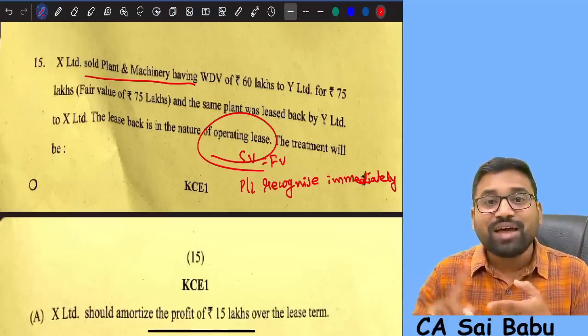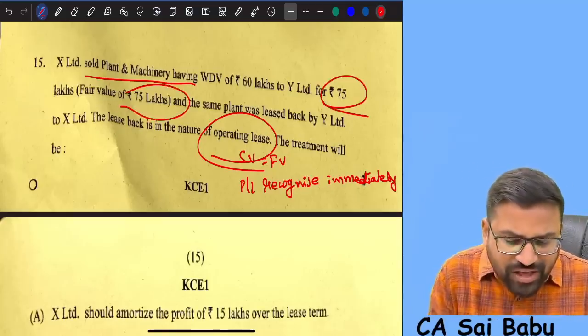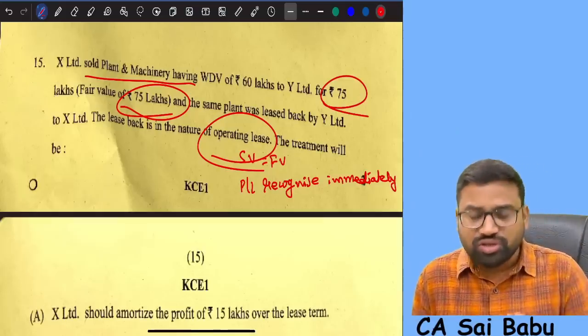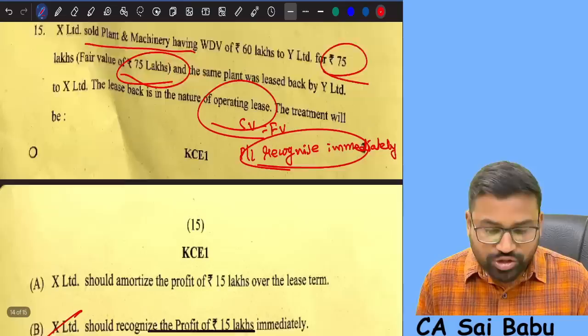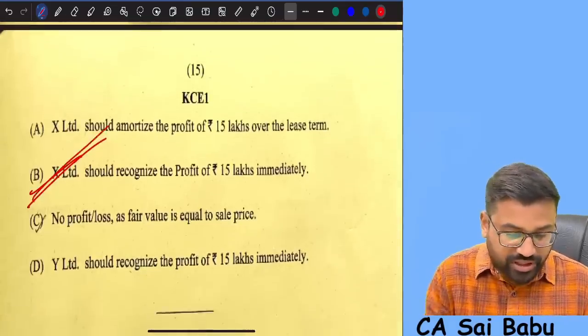First one is sale value is equal to fair value. So, in this case, see this. The sale value is 75, fair value is also 75. When the sale value is equal to fair value, whatever the profit or loss, it has to be recognized immediately. Therefore, 15 lakhs, 75 minus 60, 15 lakhs has to be recognized immediately.